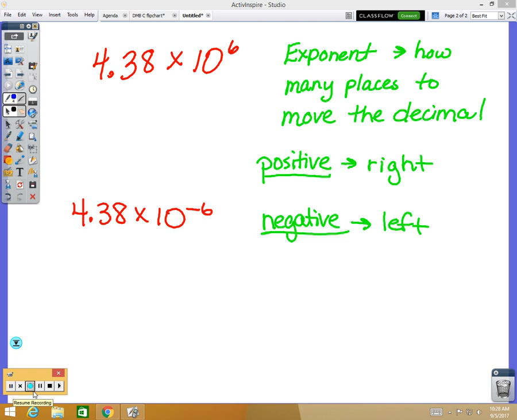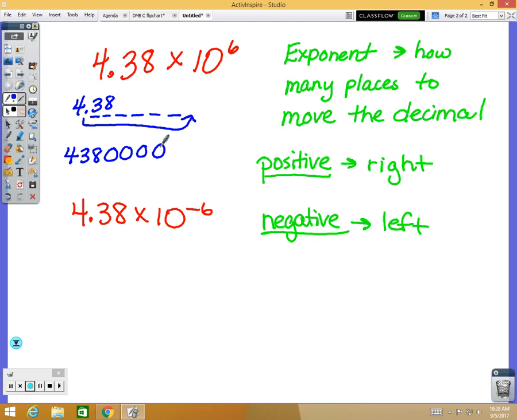So in this one, we have a positive exponent over there, so that means I am moving to the right 6 places. So 1, 2, 3, 4, 5, 6. So I'm moving that decimal over here. And these empty places here, what do you think I'm going to put there? Zeros. So I'm going to need 1, 2, 3, 4 zeros, and now my decimal is back here.